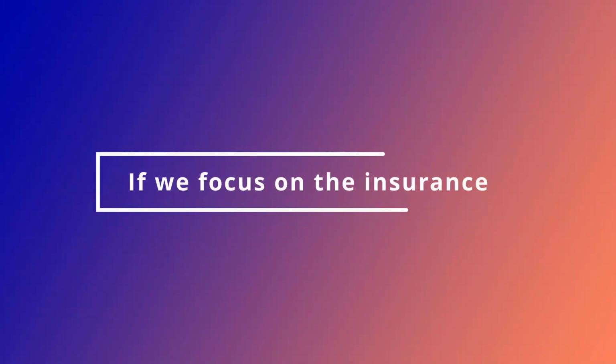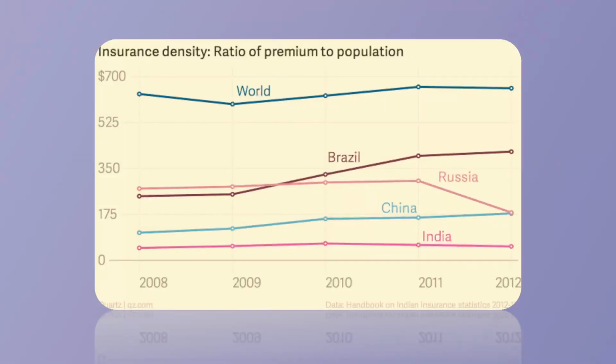If we focus on insurance, the State Insurance Act was implemented in 1948. After that, so many years have passed, and if we look at the ratio of premium to population, you will find it is still below the world average and below almost all of the countries competing with China in the development process, like Brazil, Russia, China. India is keeping itself as low as possible.